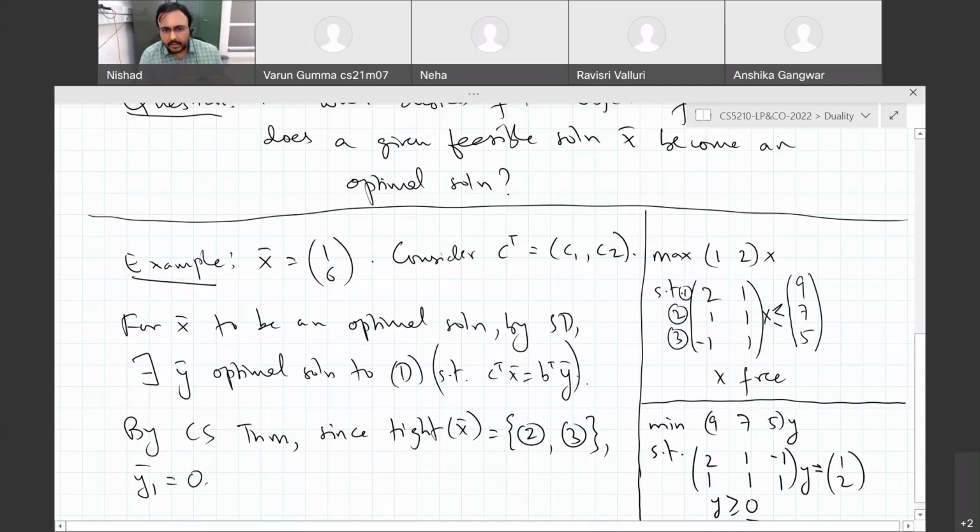In fact, I think I made a mistake over here. I did not want to write 1, 2. I have fixed the x bar, but I don't want to fix the objective function. So I'm going to write C1, C2 over here, right? Because we don't know what the objective function is. Okay. Are there any questions at this point?